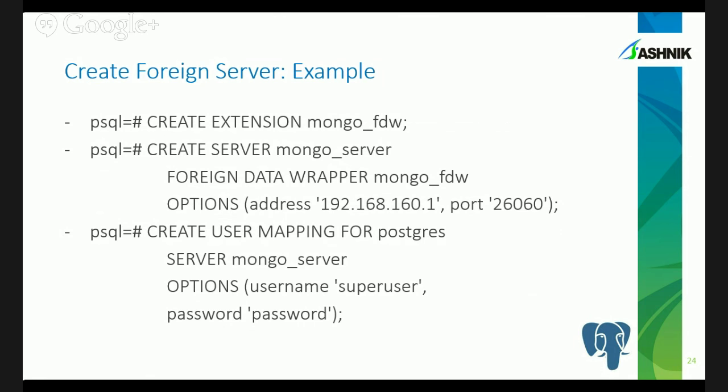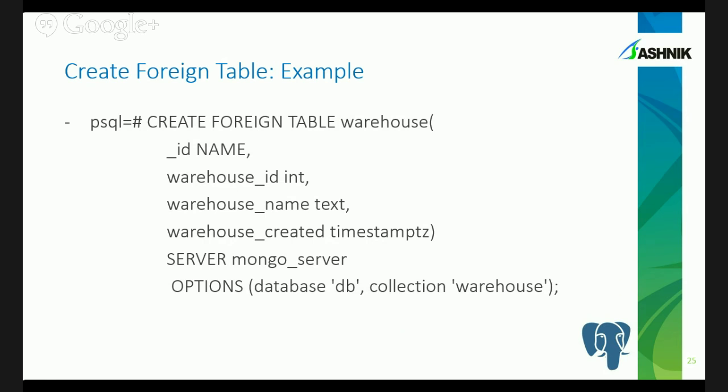Here is an example along with syntax. So I have created a Mongo foreign data wrapper. This command should succeed. If it is failing, that means that your foreign data wrapper has not been compiled and installed properly. Once the extension has been created, you can create a foreign server using the address and the port. And once you have done that, you can create a user mapping like you see on the screen. And then you create a foreign table like what you see here.